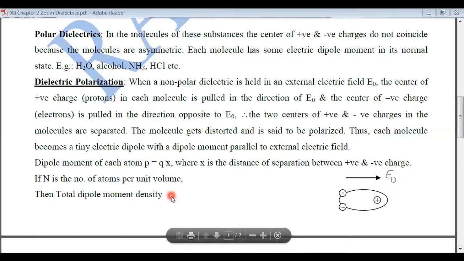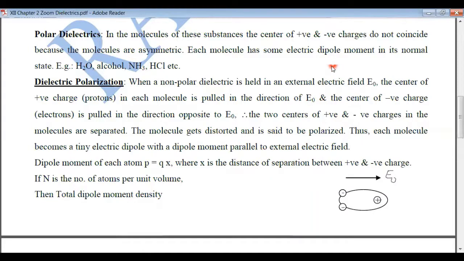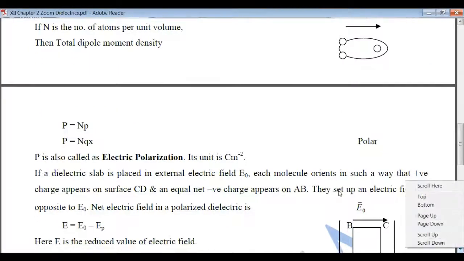If there are n number of atoms per unit volume, then the total dipole moment density will be equal to n into p. N is what? The number of atoms per unit volume, and p is the dipole moment of each atom. And what is the dipole moment of each atom? Q into x.